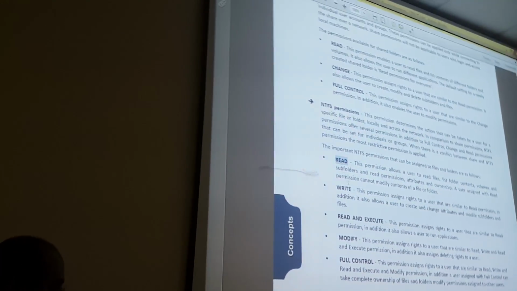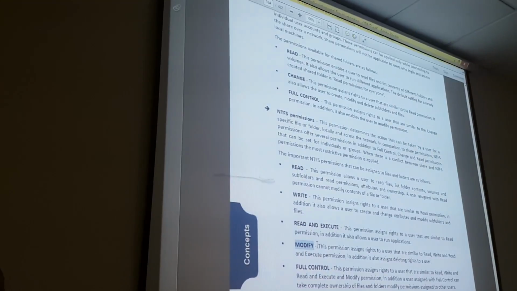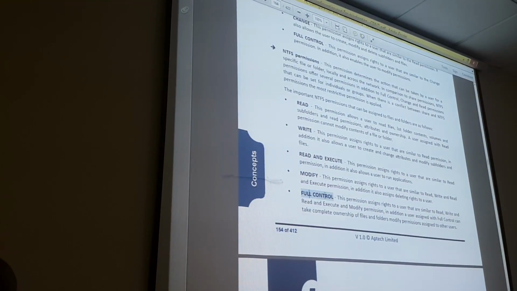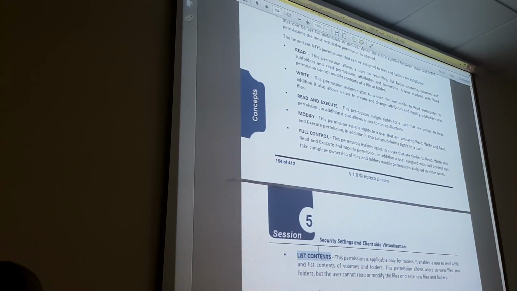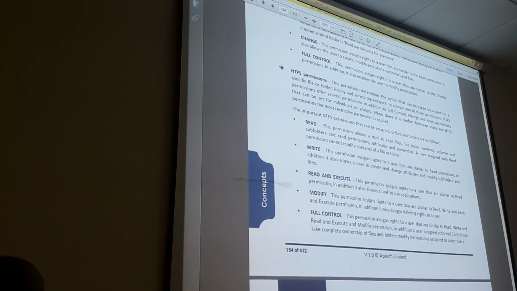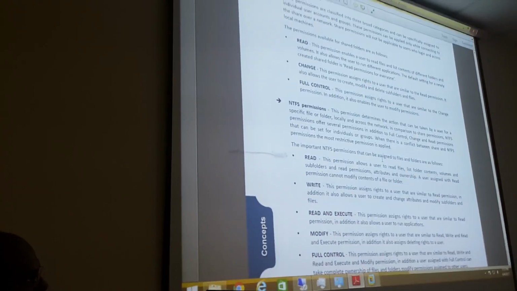Sam can only read, Peter can read and write. Now you can try all combinations, but it will take time. Okay, whether he can modify. Full control means all control. Okay, list contents, can he at least see. So you can set it.